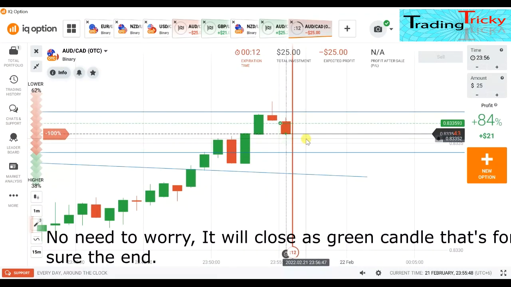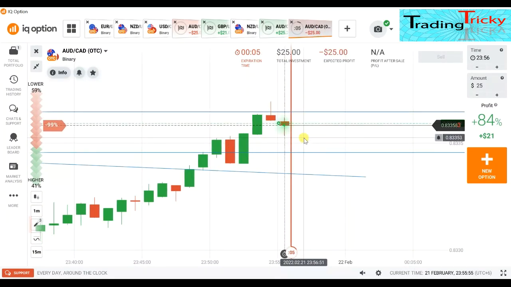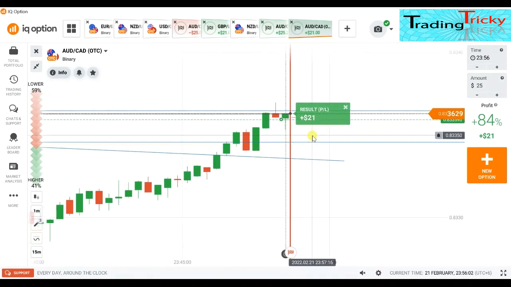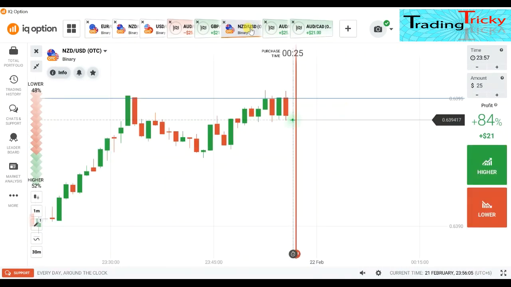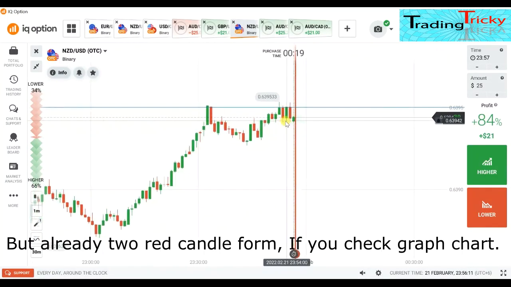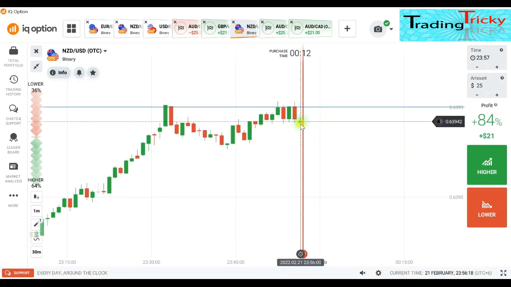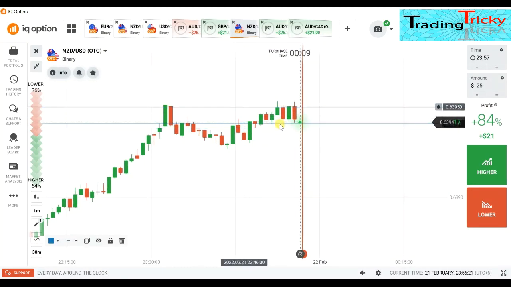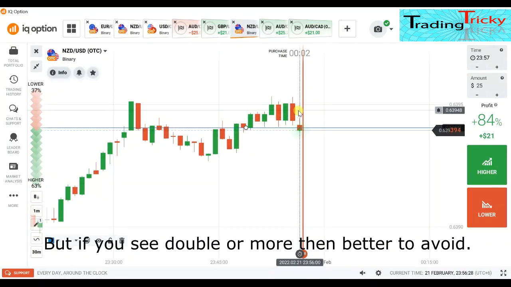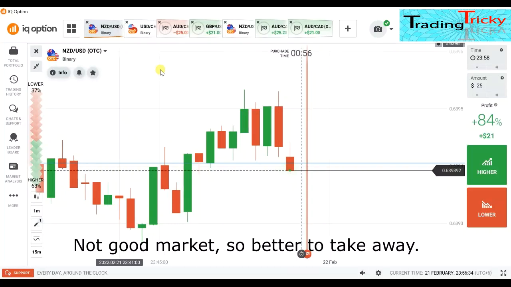No need to worry about it. It will close as a green candle, that's for sure. Okay. See, green candle. Then here is a chance to enter with buyers, but two red candles have already formed. It means if you check the chart, there is a double top pattern, so it's better to avoid. If you see a single red candle, then you can go with buyers, but when you see double or triple red candles, then you should skip. So it is better to close.